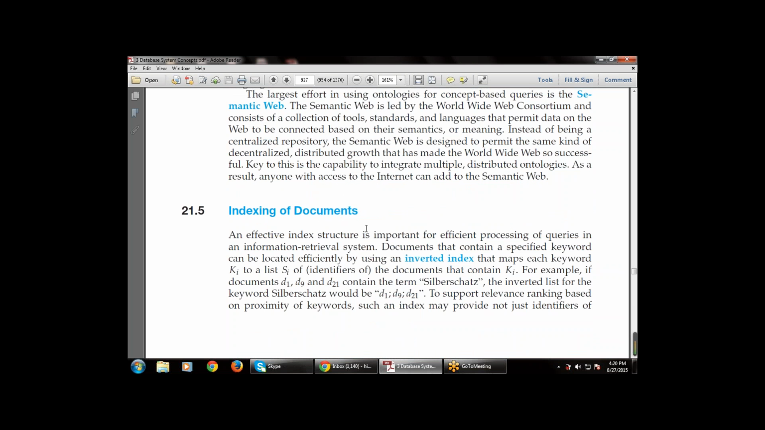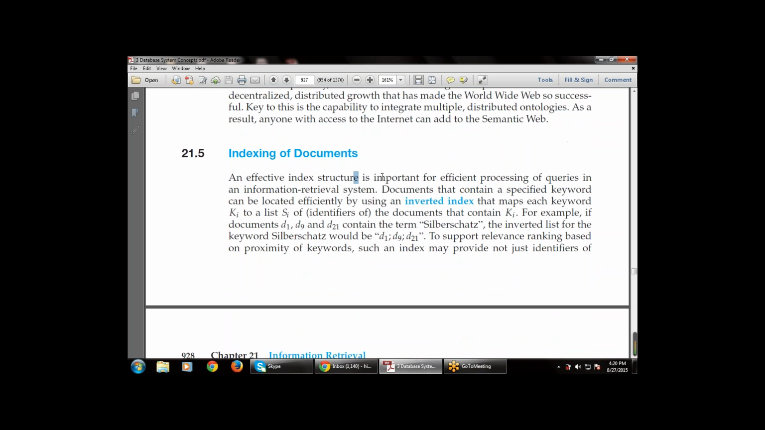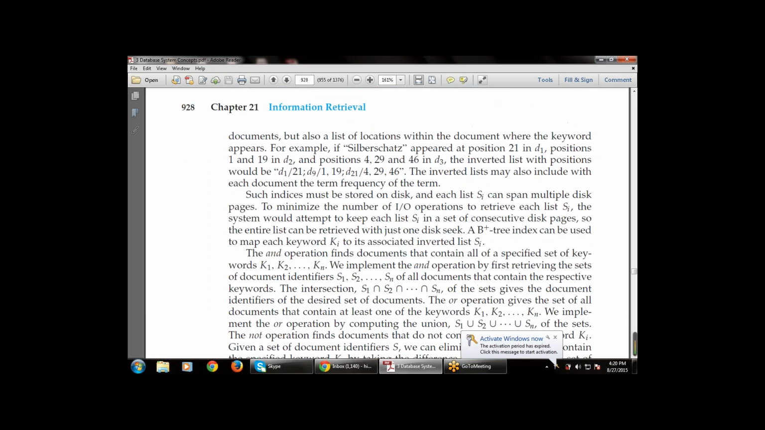Then we also discuss the indexing of documents, that is, how to maintain the index of the documents. An effective index structure is important for efficient processing of queries in an information retrieval system. Documents that contain a specified keyword can be located efficiently by using an inverted index that maps each keyword ki to a list Si of the identifiers of documents that contain ki.